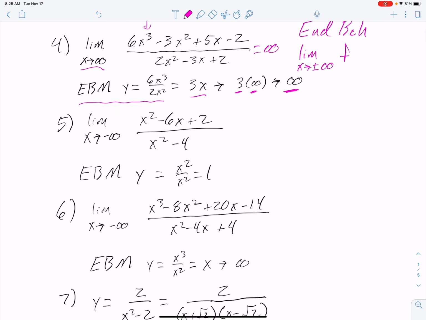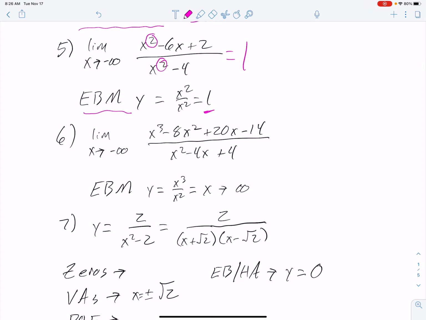Similarly, I can predict based on the degree in the numerator and denominator being equal that my limit, whether I approach positive or negative infinity, is going to be some kind of number. So I create my end behavior model, which reduces to 1, and that tells me that my limit at negative infinity is 1.